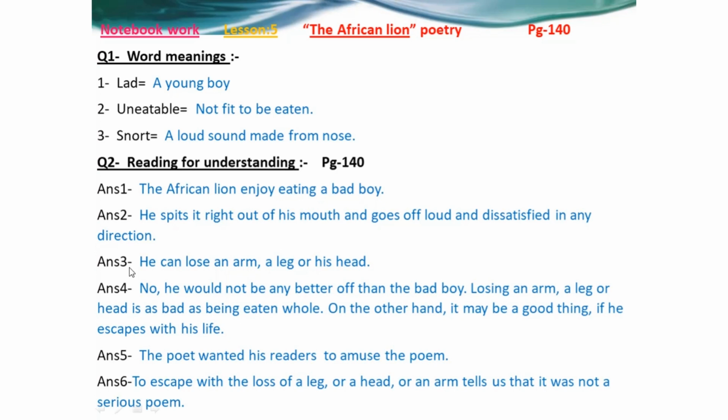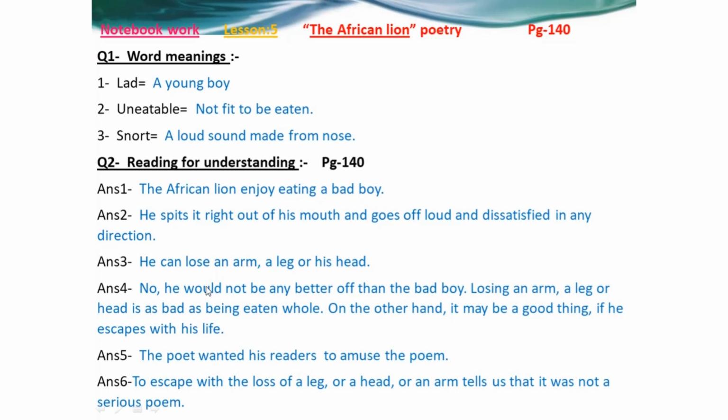Now let's come to question number 3. What is the worst injury that a good boy will sustain from the lion? The worst injury a good boy can sustain from a lion is, let's write the answer, he can lose an arm, a leg, or his head. Okay students, clear? I will repeat again. He can lose an arm, a leg, or his head.